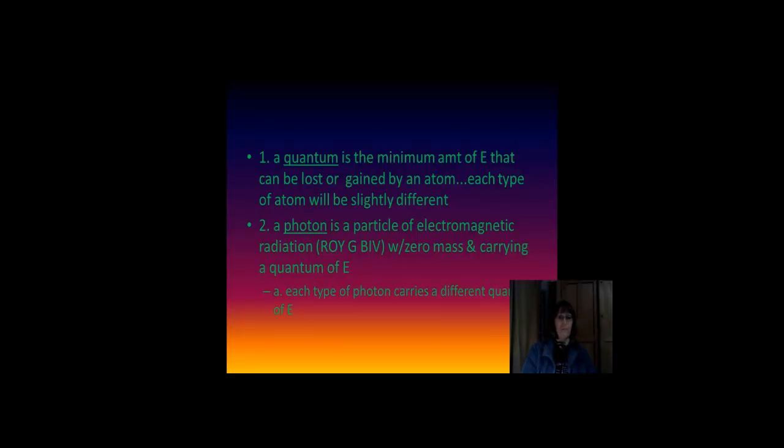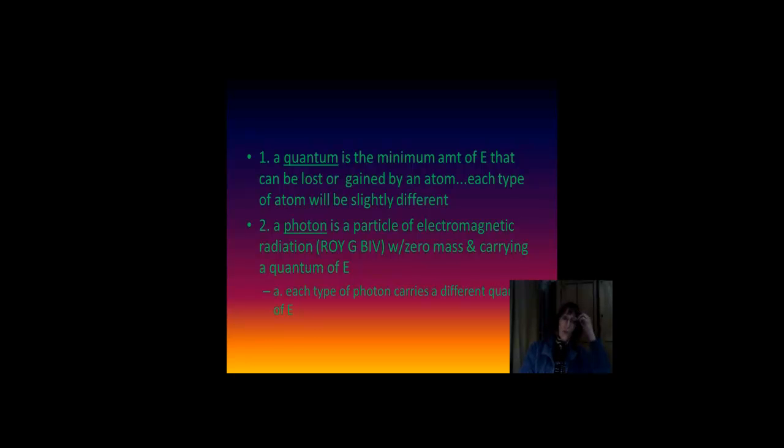So it's the amount of energy that can be gained or lost by an atom, smallest amount. Each type of atom will be slightly different. And the reason for that is that quantum hits the electron, and different atoms have different distances between their orbits of their electrons. So each atom is going to be a little bit different.